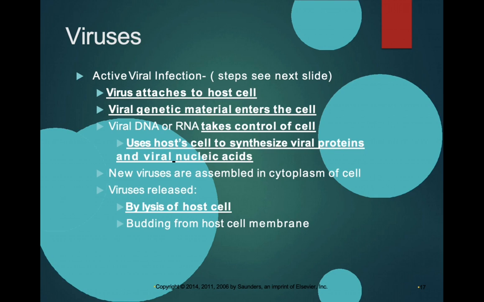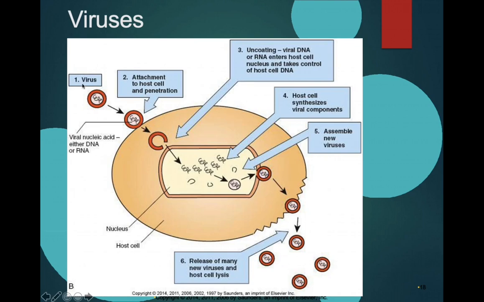How is it released? By lysis, by breaking down of the host cell. So we can see that here the virus attaches to the host cell and it penetrates. Then you can see the uncoating taking place here. The viral DNA or the RNA enters the host cell, right? It enters the host cell nucleus, which is here, and it takes control of the host cell DNA. And then the host cell synthesizes the viral components, and it assembles new viruses.